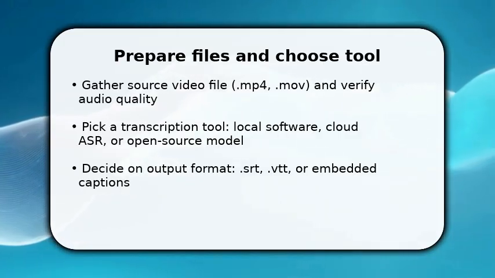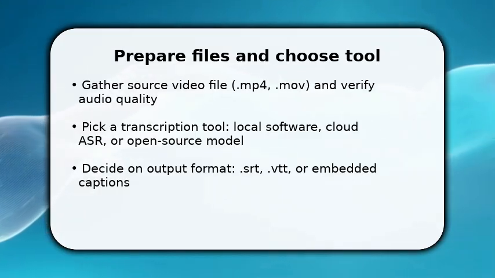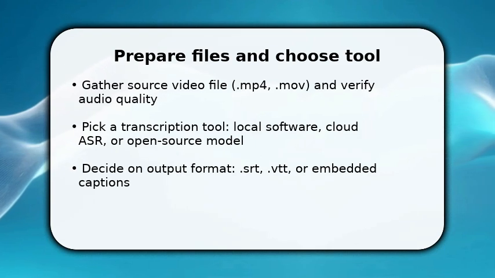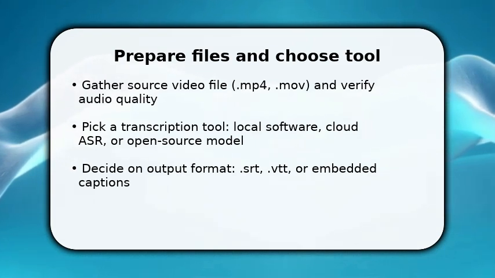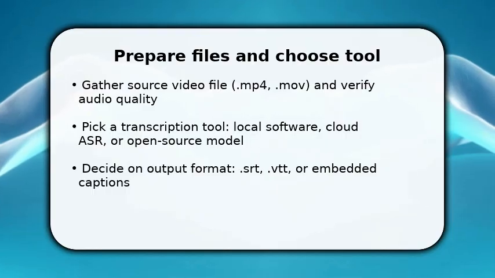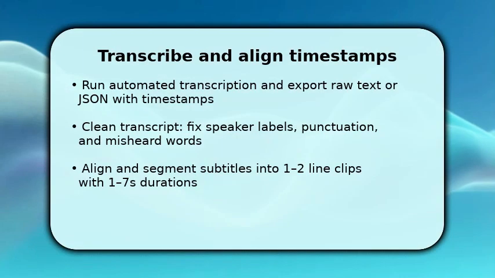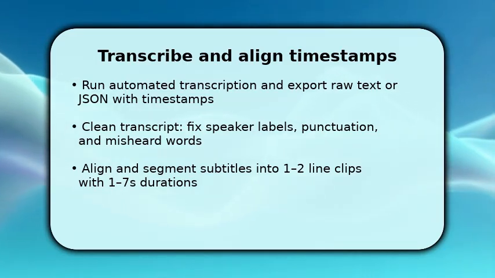Next, set your target caption format like SRT or VTT and a frame rate if needed. This affects timing precision. Make sure to back up the original file before any processing, so you can revert if something goes wrong. You run the ASR or local model and export the transcript with timestamps. This gives you raw timing data to work from.